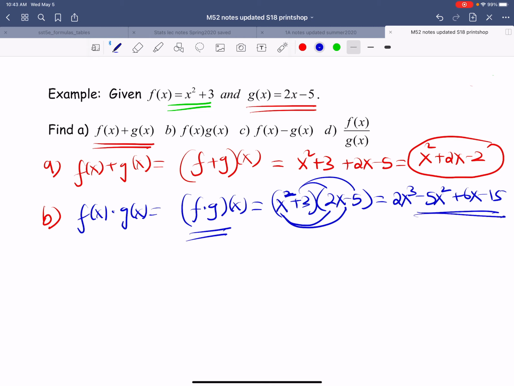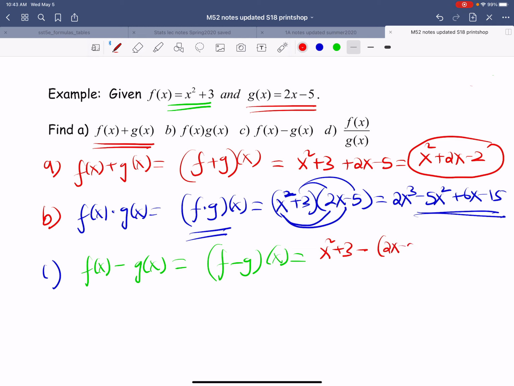For part C, we're looking for f of x minus g of x. We're looking for the subtraction function. So all we have to do is subtract g of x from f of x. Don't forget to use the parentheses, because if you don't use parentheses, you will mess up the signs. So x squared minus 2x plus 7 is my subtraction function.